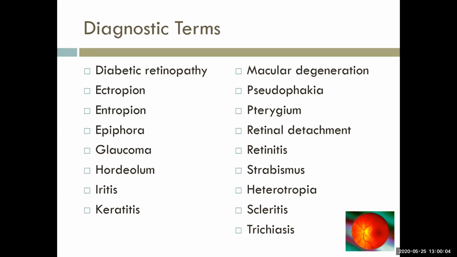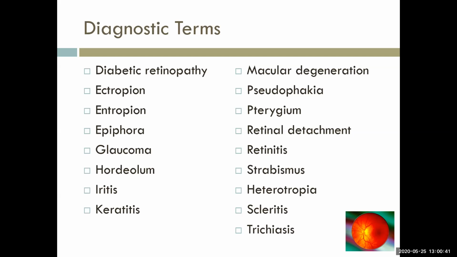Pterygium is a fibrous wing-shaped growth of conjunctival tissue that extends to the cornea, developing most commonly from prolonged exposure to UV light. And then retinal detachment is the separation of the retina from the back portion. It disrupts vision and results in blindness if not repaired. Inflammation of the retina, retinitis. Strabismus, it's a misalignment caused by extraocular muscle imbalance, so results in like a crossed eye.